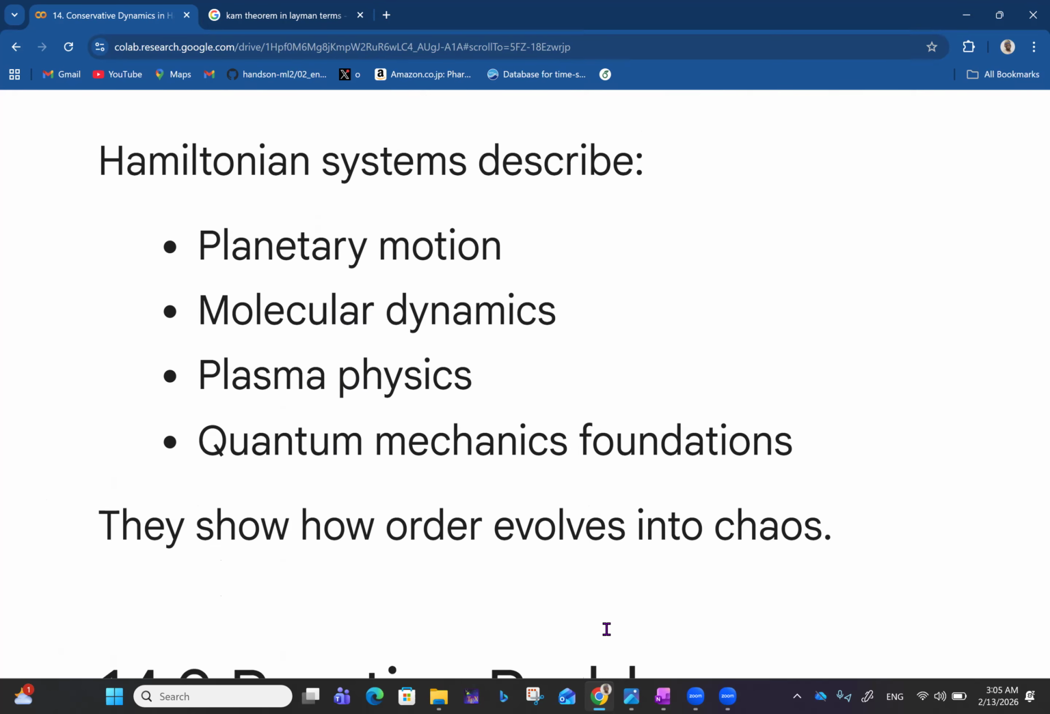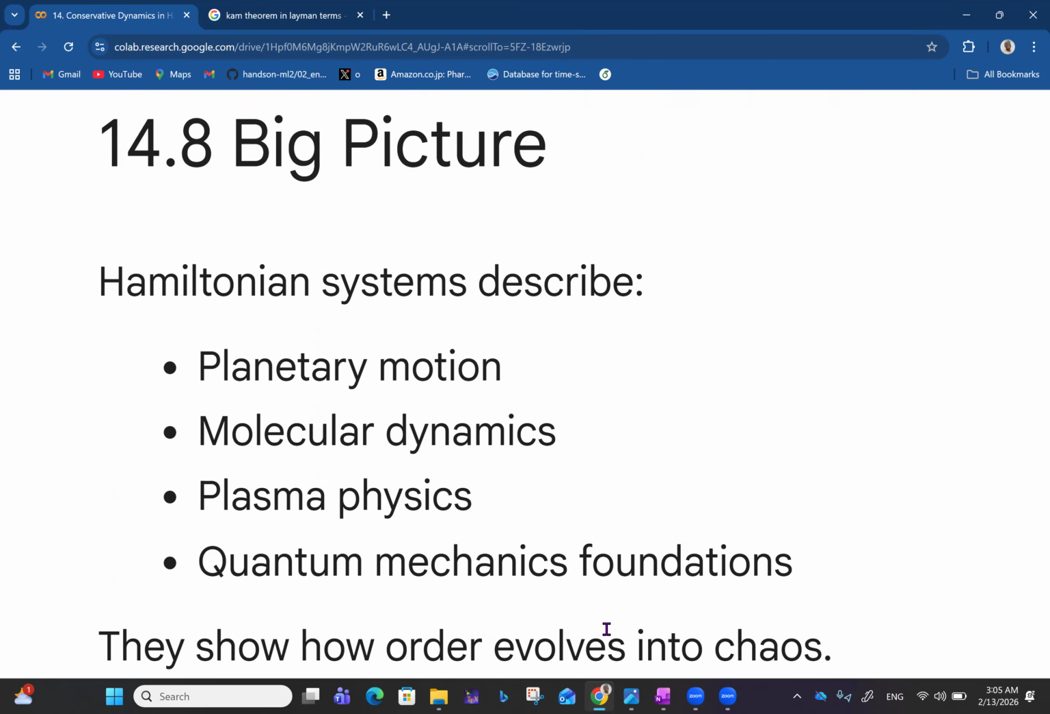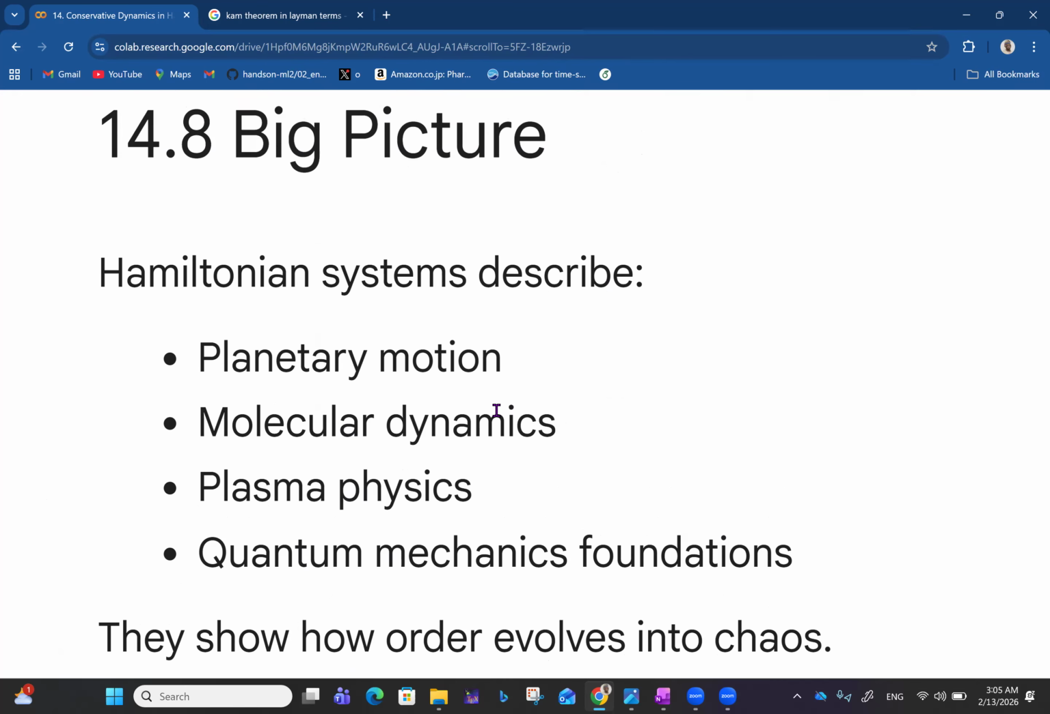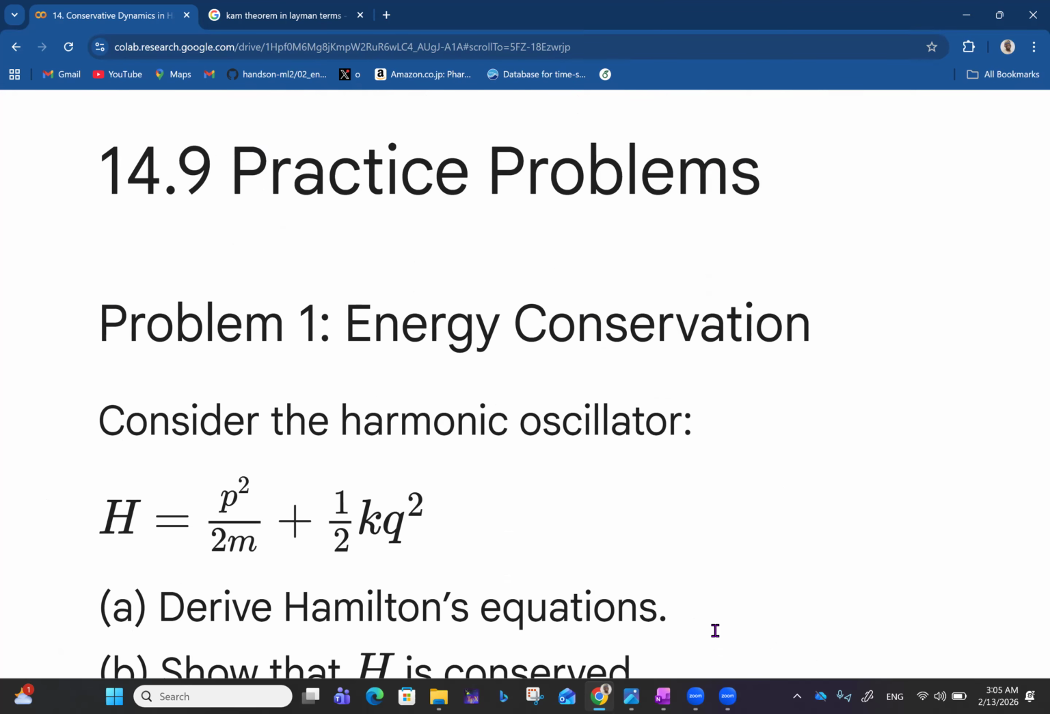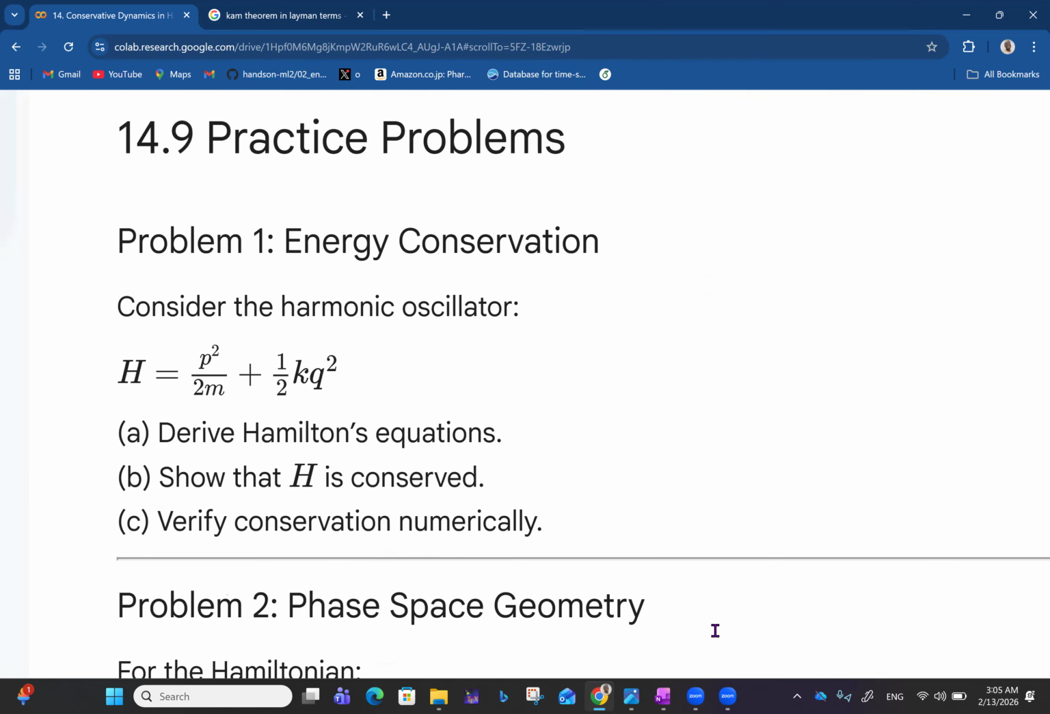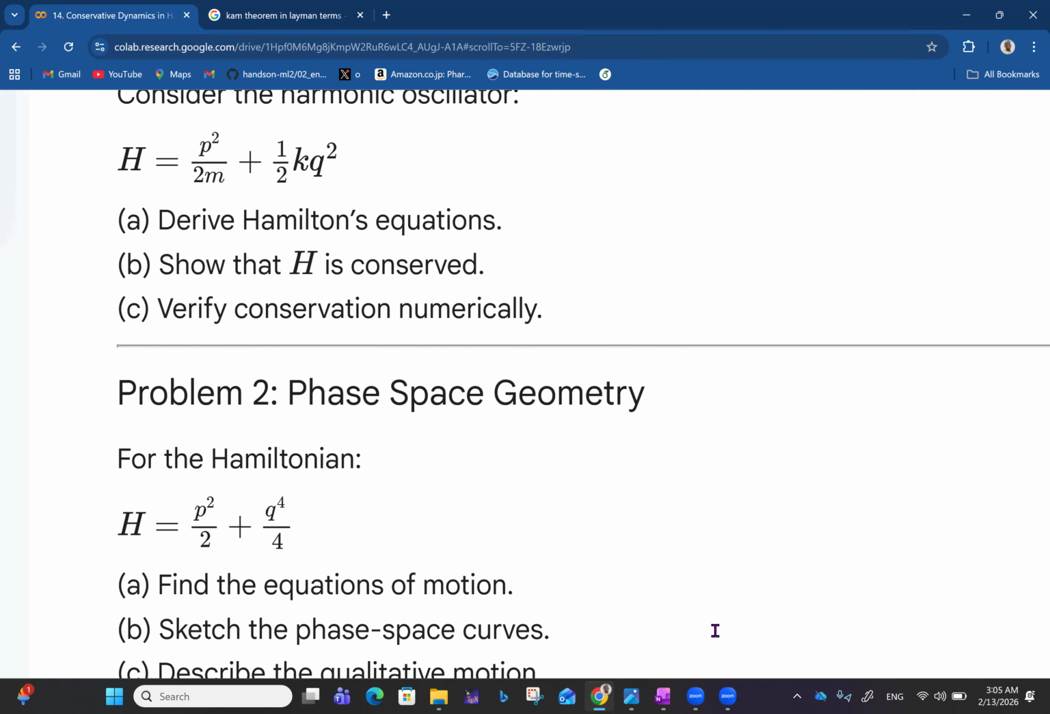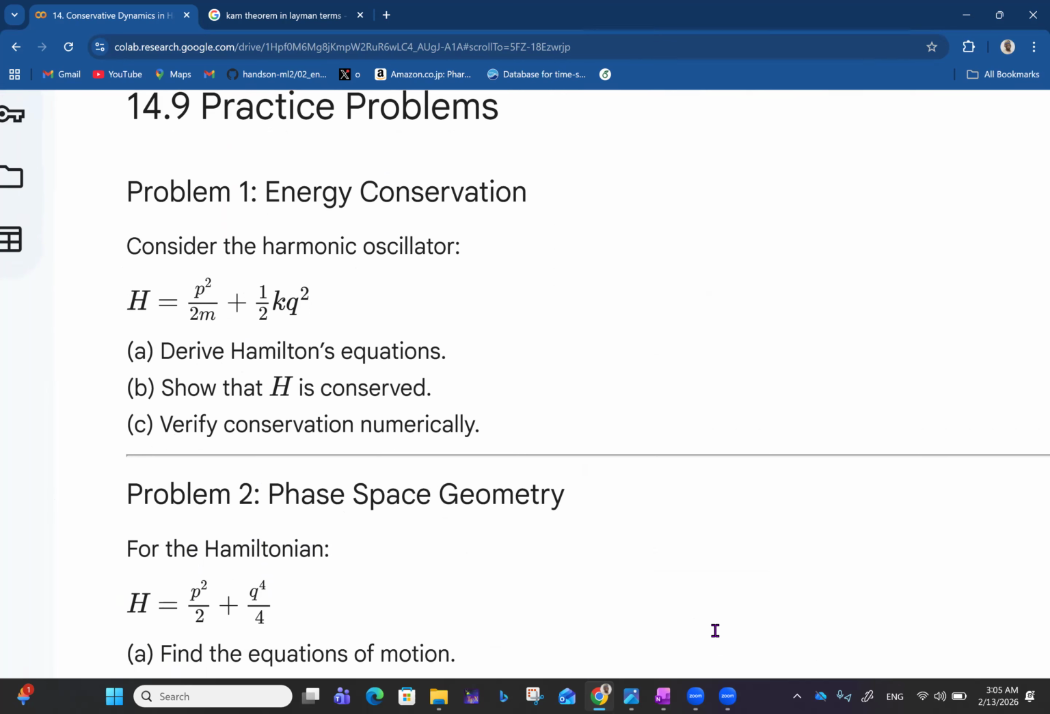So the big picture we see here is that Hamiltonian systems describe planetary motion, molecular dynamics, plasma physics, and quantum mechanics foundations, and they show how order evolves into chaos. And of course, as usual, we have our practice problems. Let me take them in twos.